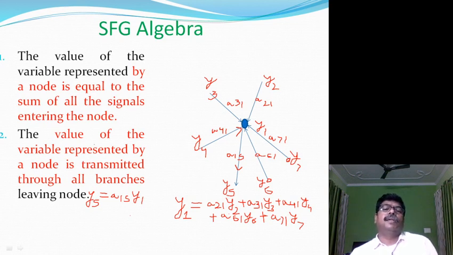Now the second one: the value of the variable represented by a node is transmitted through all branches. Here only one branch is transmitting the signal. So y5 will be equal to a15 into y1.